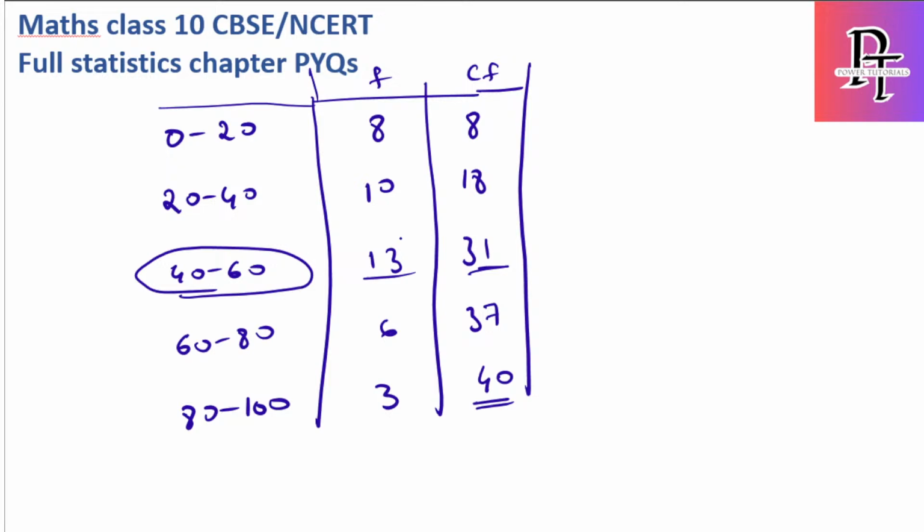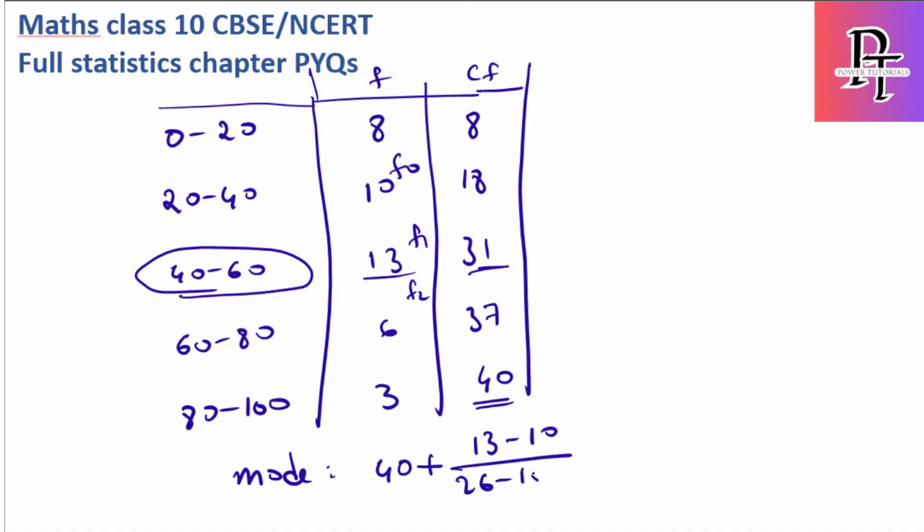Okay, again this is the highest frequency. So this is F1, this is F0, and this is F2. For mode I am writing here, because I need to have the table values. So the mode formula: L plus (F1 minus F0) by (2F1 minus F0 minus F2) into H value. L is 40 here, so 40 plus 3 into 20 is 60, by 26 minus 16 is 10. So the value is 46, which is the mode value.